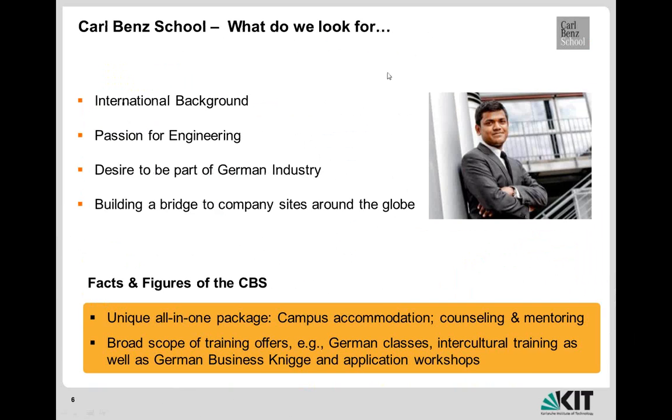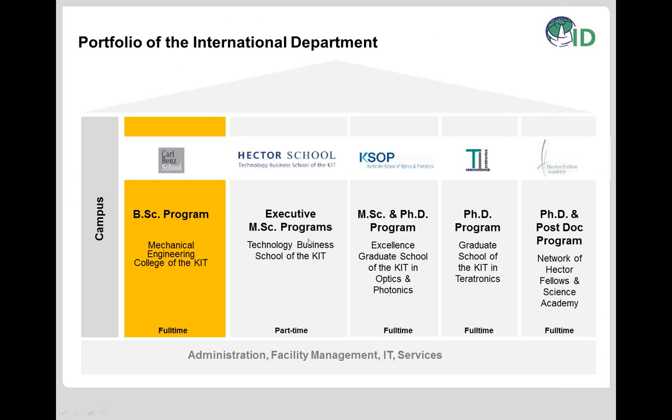The KIT itself has a very big alumni club. And if we go back to the slide, which you can see now, the portfolio of the international department, the English-speaking part of the university, all these programs have alumni clubs: the Karl Benz School, the Hector School, the KSOP, which is the PhD program, and so on. Once a year, we organize a networking event between all the alumni clubs. We have bachelor graduates from 20 years ago, so they may be PhD students by now. So we get them all together in one meeting so that they have a really good networking going on.